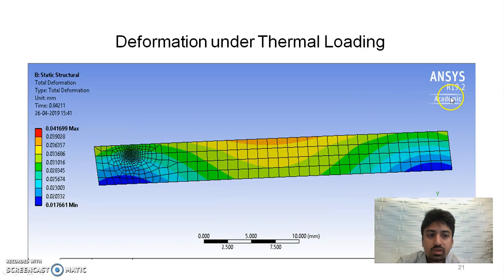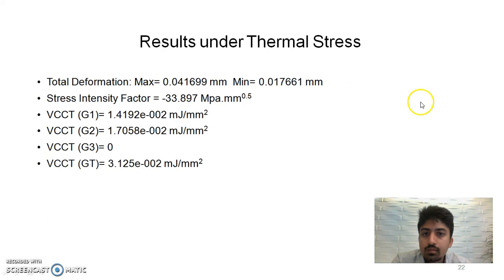This is the thermal loading. I provided a temperature of about 100 degrees centigrade, and this is how it comes up after solving the deformation. It's about 0.041 millimeter. That's quite less as compared to the static structural displacement, as we can see. So these are the results under thermal stress. The total deformation is much less. The stress intensity factor is much less. It has almost come down to a negative value, and the viscosity values have also decreased.